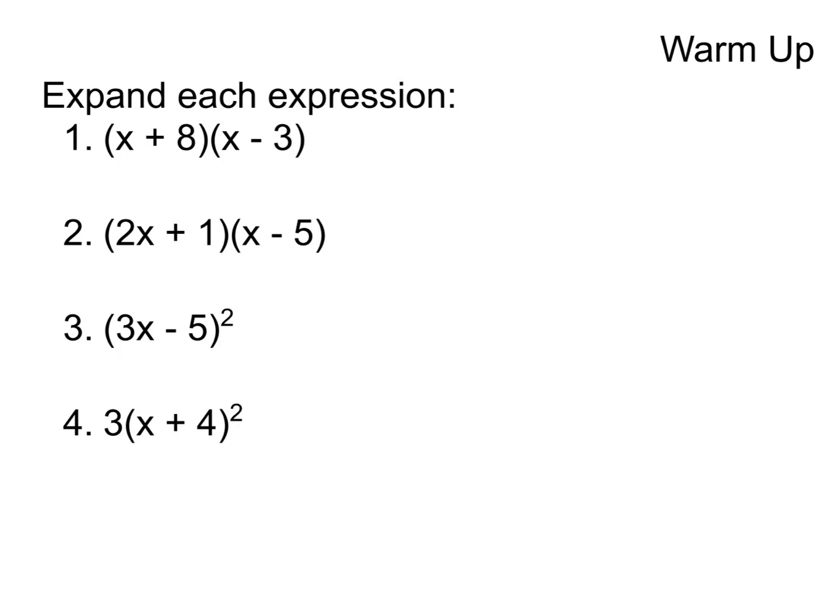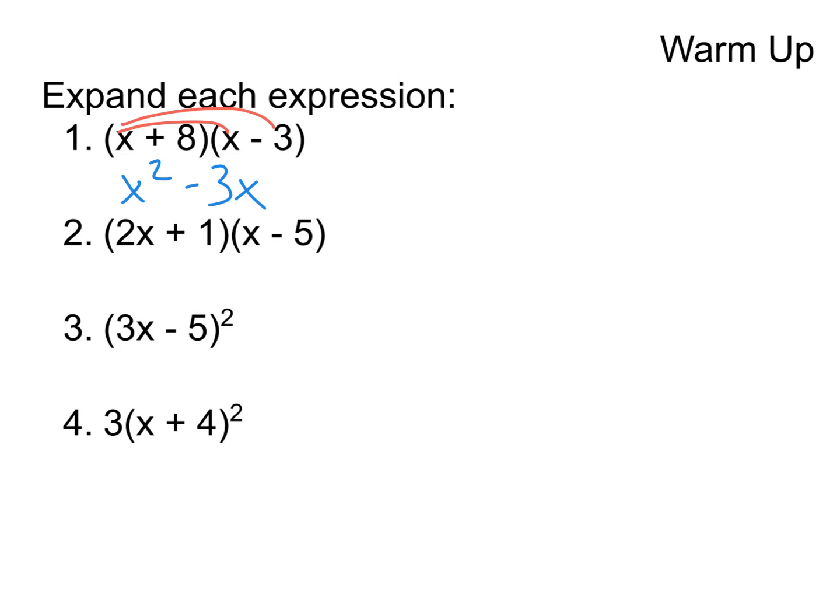So for the first one, we're going to be multiplying everything in the first parenthesis by everything in the second parenthesis. When it says expand, it means multiply it all out. So I'm going to have to do the x times x first. That gives us x squared. Then we do the x times the minus 3. So that's going to give me minus 3x.